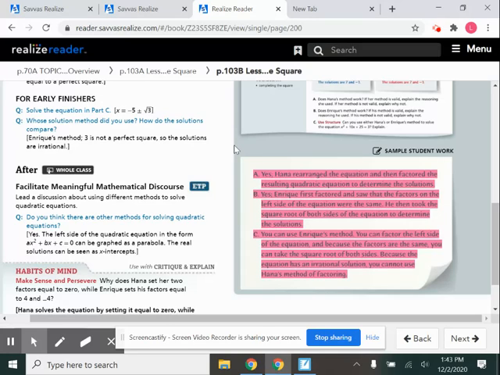So hopefully this was helpful in giving you some understanding on the critique and explain for 2-5. And be sure that you go through and watch the lesson videos for 2-5 on completing the square.